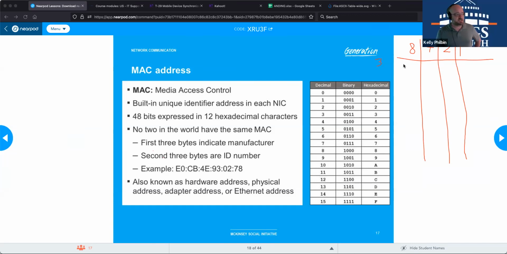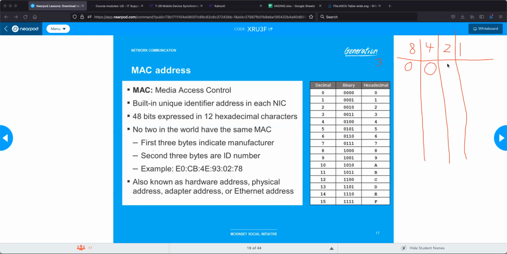Over here. Can we subtract 8 from 3? No. 0. Can we subtract 4 from 3? No. So what do we do? 0. Can we subtract 2 from 3? Yes. All right, what do we do? 1. Can we subtract 1 from 1? Yes. What do we do? 1.